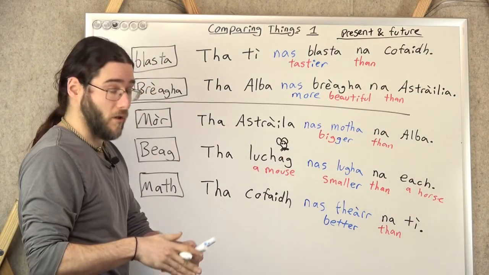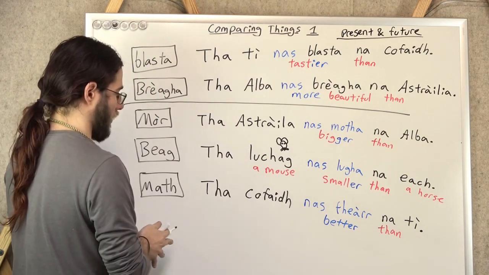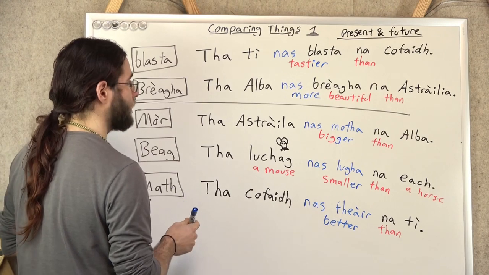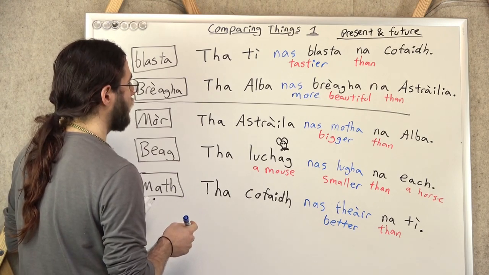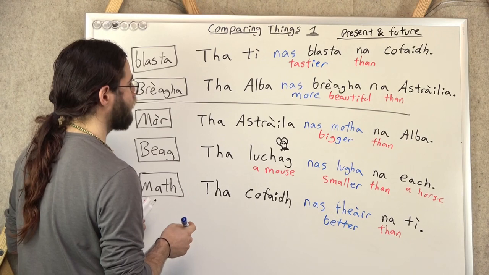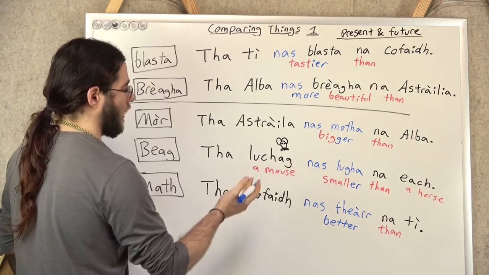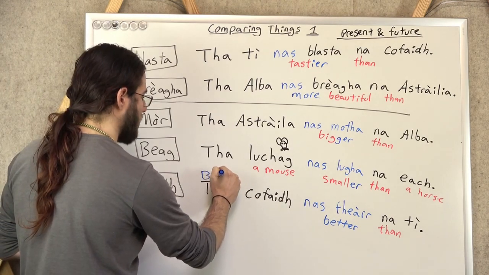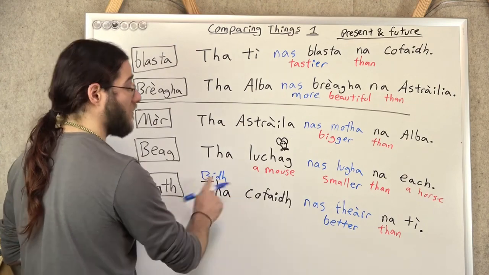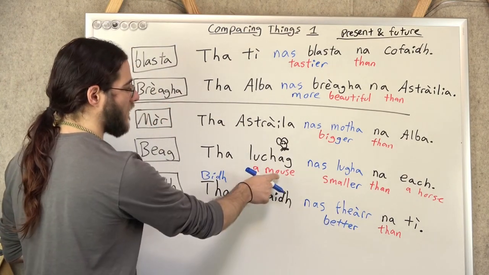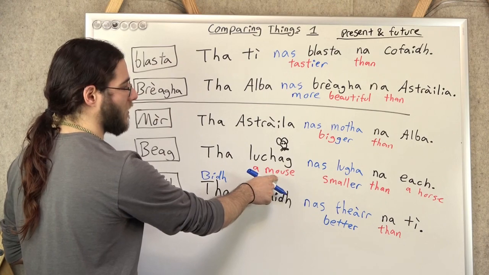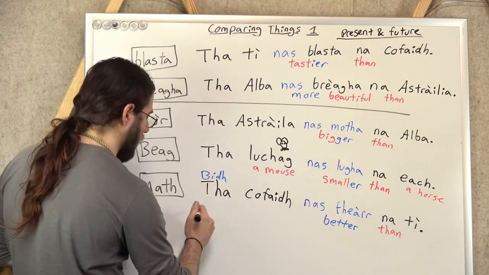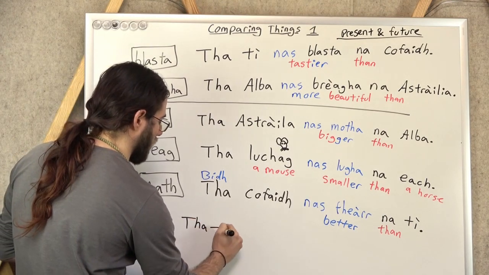So to make it future, all you would do is swap out the ha for be. If coffee will be better than tea, that would make it will be. Coffee will be better than tea. If a mouse will be bigger than a horse, be luchak nas luga na ech. All you would do is change the ha to a be.